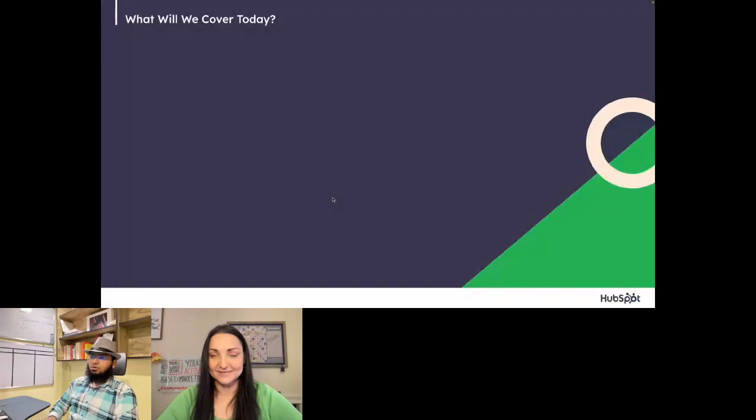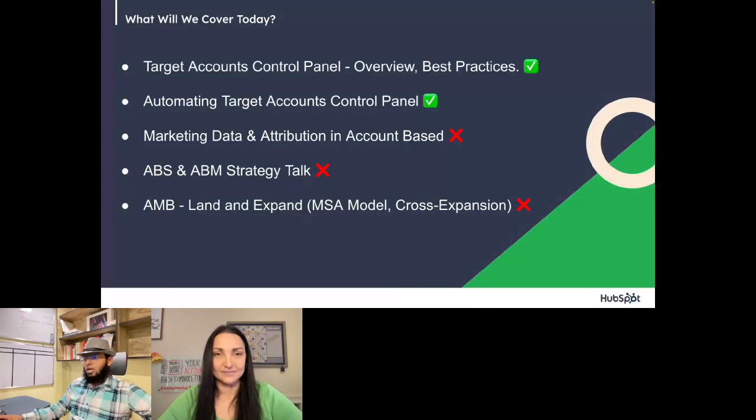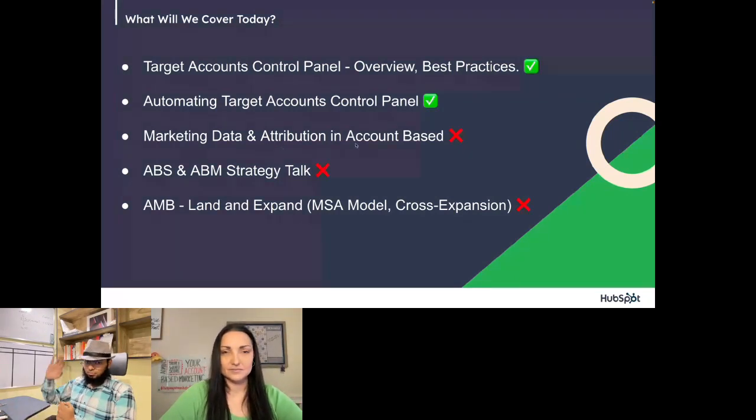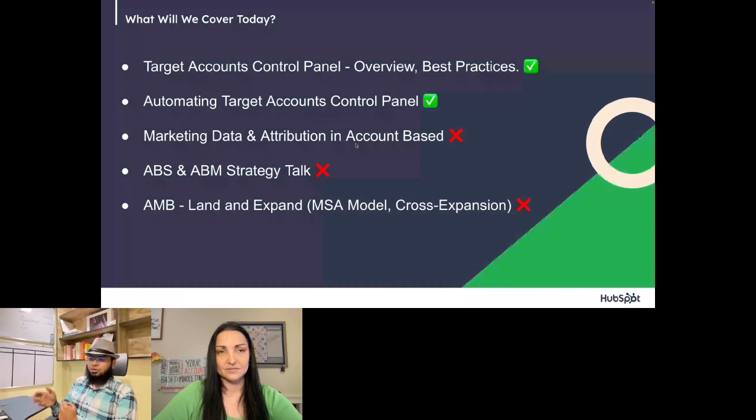So what we will cover today: the target accounts control panel overview, best practices, and automating the target accounts control panel. What we are not going to cover today is marketing data and attribution in account based go to market, and ABS and ABM strategy talk. I'm not going to talk about how you do your ABS or how you do your ABM. That's strategy stuff, and even though it's important, it's specific and tailored to your business needs. Definitely we can talk about industry specific stuff, but not today.